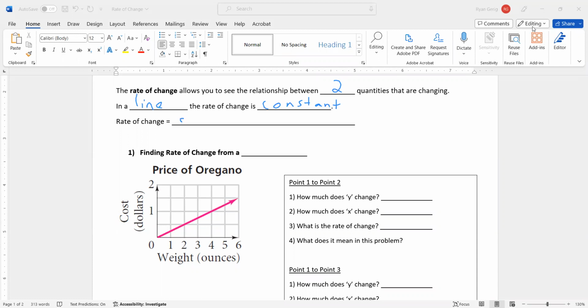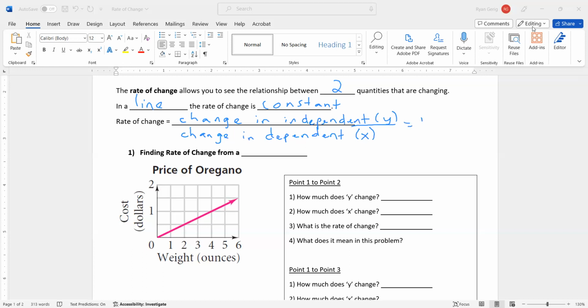Now, how do you find the rate of change? The rate of change is the change in the independent variable over, and that line there is like a fraction bar, the change in the dependent variable. Now, those are big words. I'm going to try and make it a little easier for you. The independent variable is y. The dependent variable is x. So the change in y over the change in x.